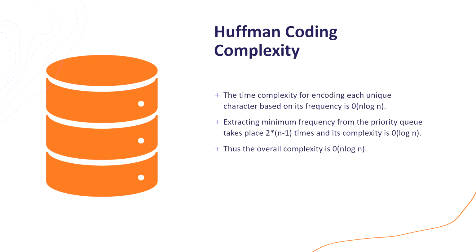Now we have to understand Huffman coding complexity. The time complexity for encoding each unique character based on its frequency is theta n log n. Extracting the minimum frequency from the priority queue takes place 2 into n minus 1 times, and its complexity is theta n log n. Thus, the overall complexity is theta n log n.